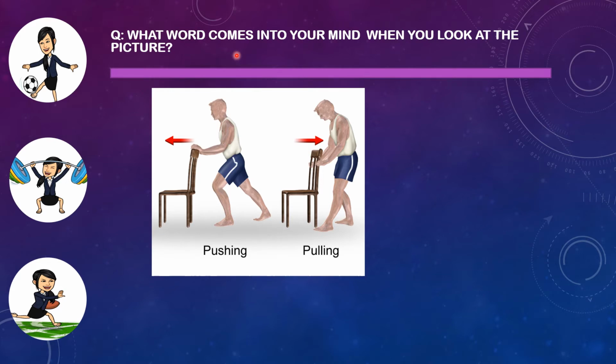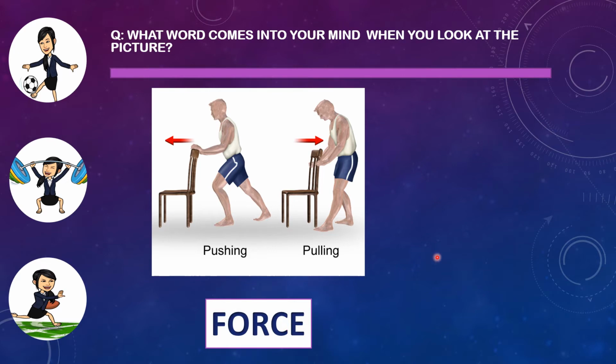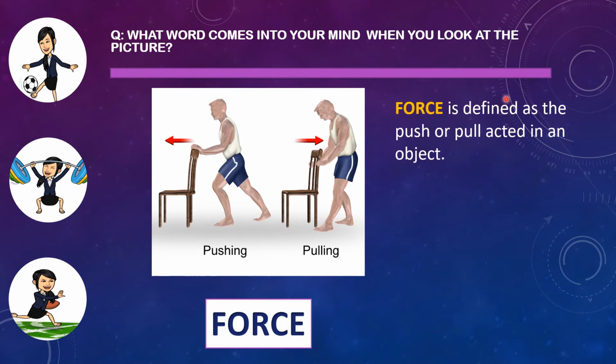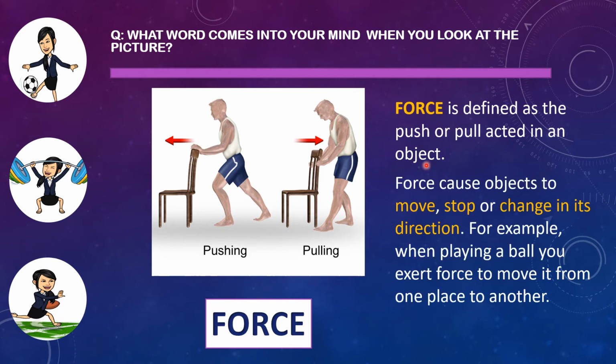Before we start our discussion for today, I have a question. What word comes into your mind when you look at the picture of a man pushing and pulling a chair? That is correct. The correct word is force. Force is defined as the push or pull acted on an object. Force can cause objects to move, stop, or change in its direction.